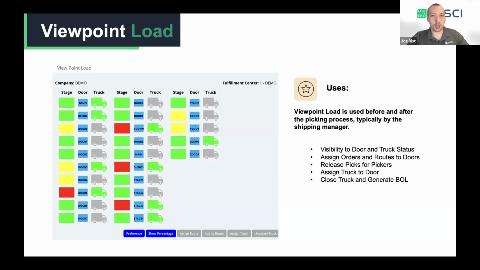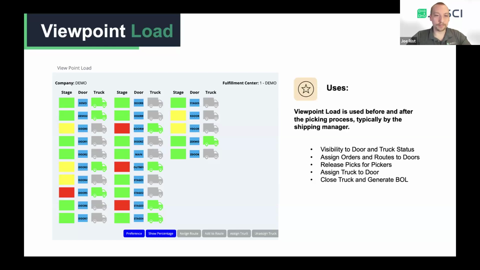So as orders get downloaded into JASCI, you'll come into this screen, the viewpoint load, and you'll go to assign route. And that's how you can choose to assign individual orders or all of the orders that you have linked to a route to be opened up for picking and also to be guided to be dropped off to a particular door. So you can see in this image, I've got like 25 doors or so.